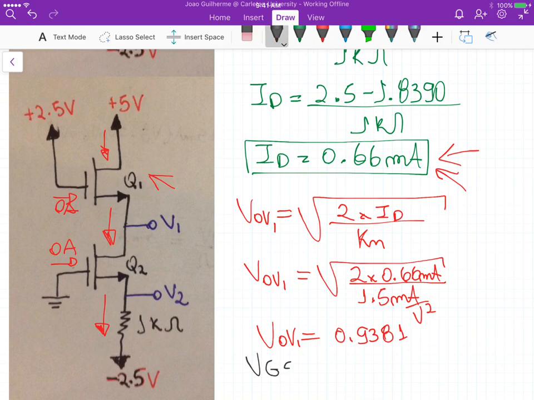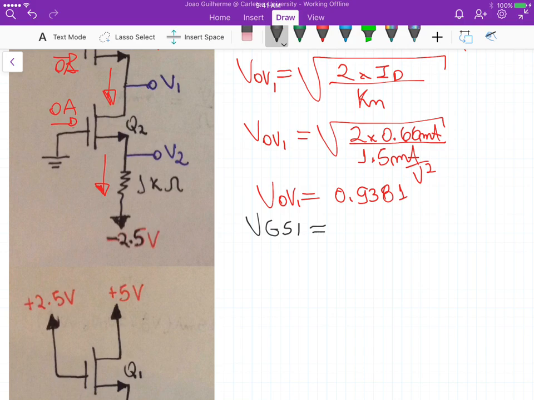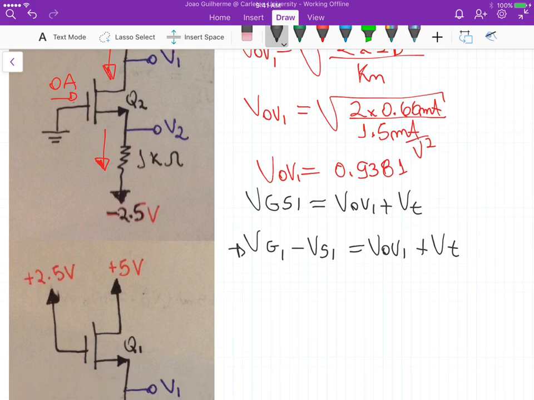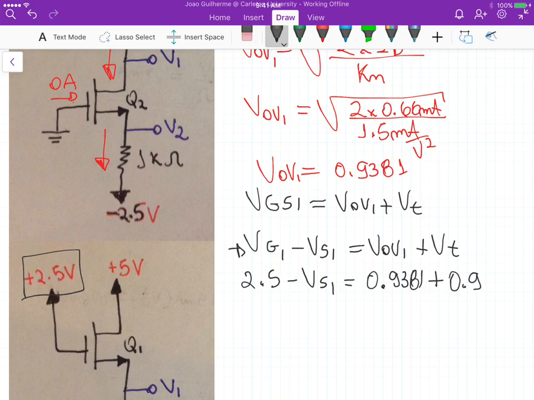So VGS1 is equal to V overdrive 1 plus the threshold voltage. And this gives us VG1 minus VS1 equals V overdrive 1 plus the threshold voltage. Now, if you remember, this VG1 here is actually those 2.5 volts here. So we can isolate: 2.5 minus VS1 equals the overdrive voltage 0.9381 plus the threshold voltage. And the threshold voltage for this particular problem, for those particular transistors, is 0.9 volts.